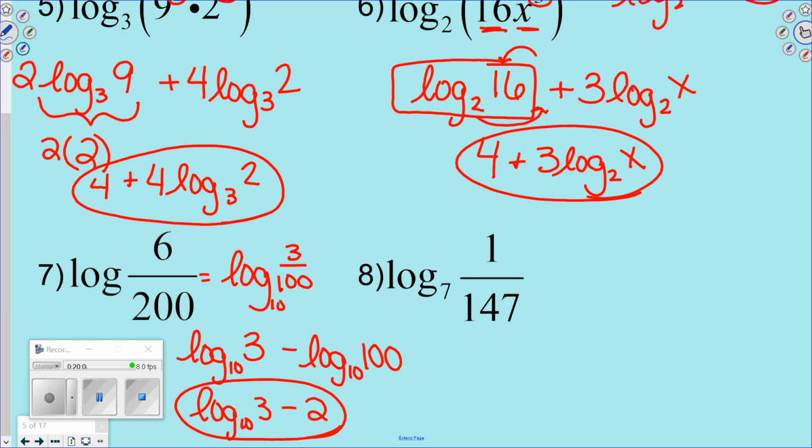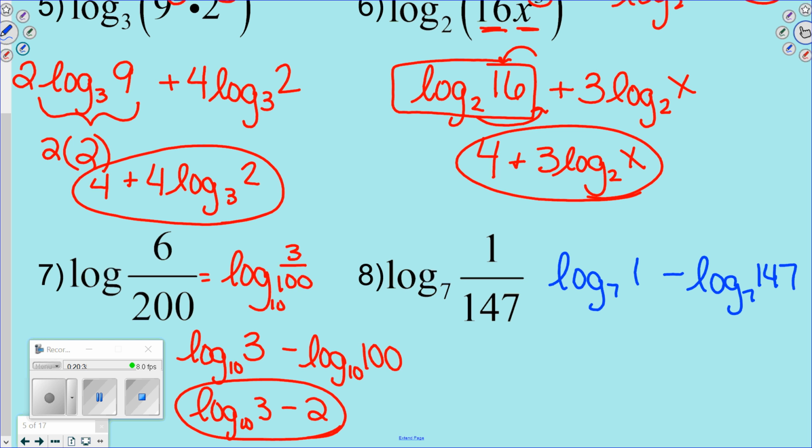Okay, let's look at number 8. How many times will I write the word log? Twice. Because I have a 1 being divided by the 147. I have 2 pieces. So I'm going to write log twice. So I have log base 7 of 1. It's being divided, so that implies subtract. Log base 7 of 147.